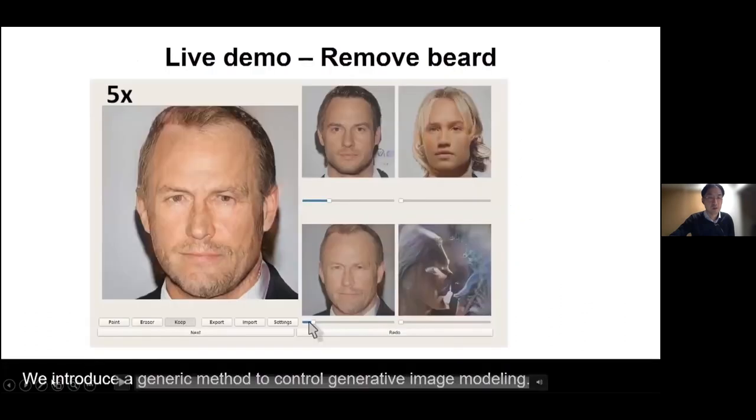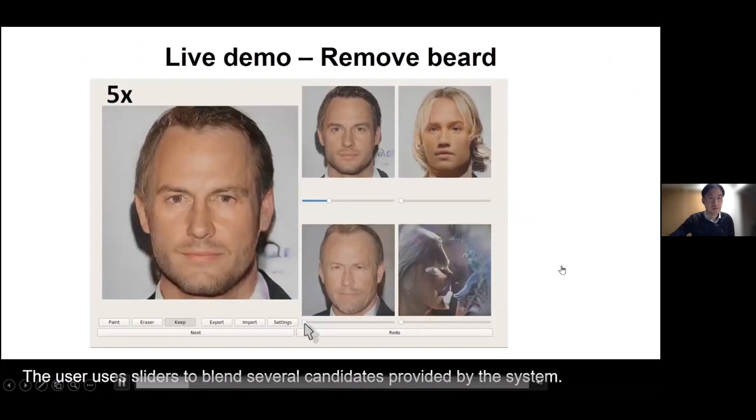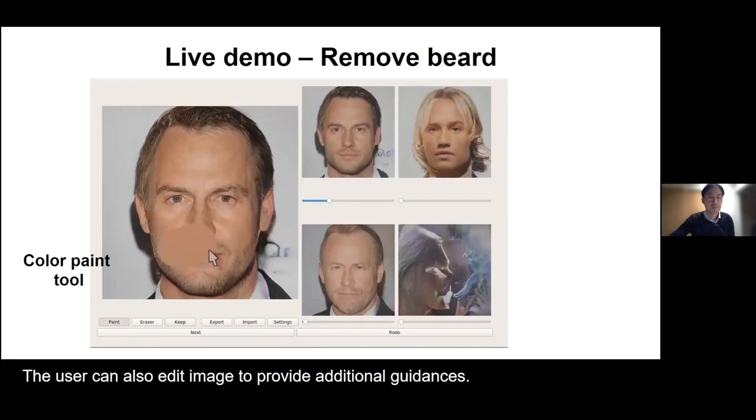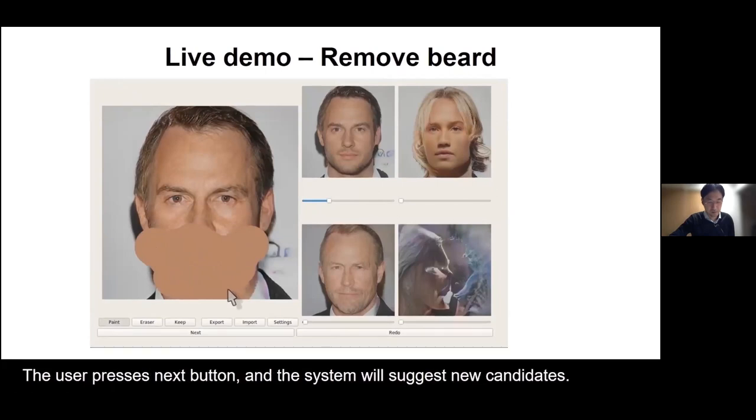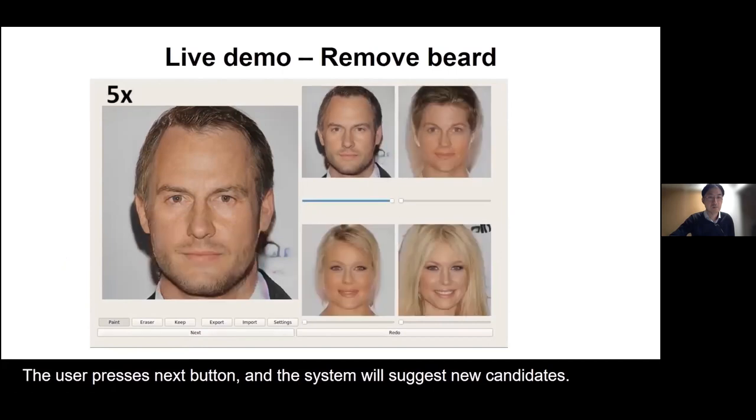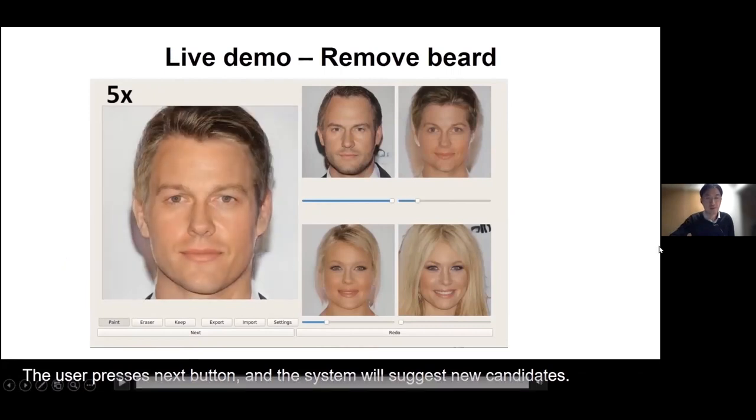So let me show you the video. So there are four images and four sliders, which means the weights, and then you control the weights to get the most desired image. Yeah, this is painting control. So by repeating, you get to the desired result.